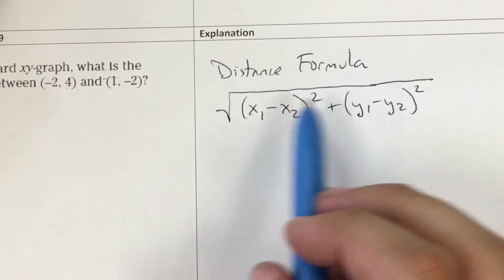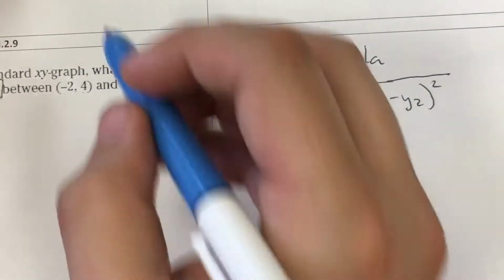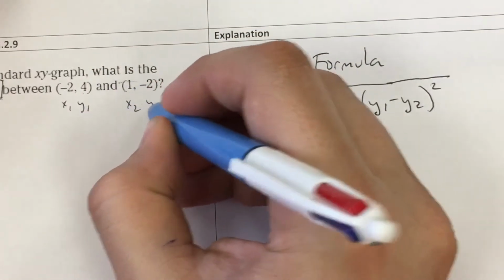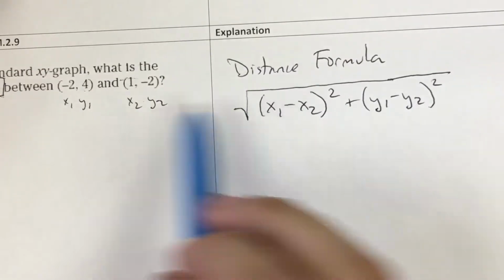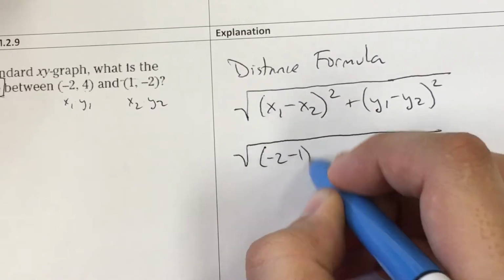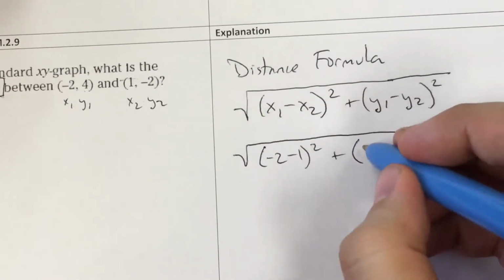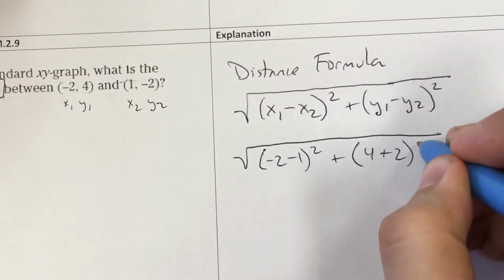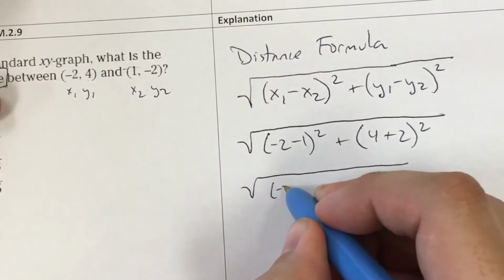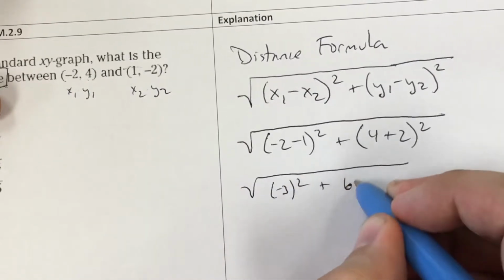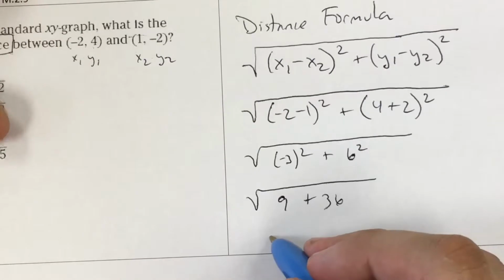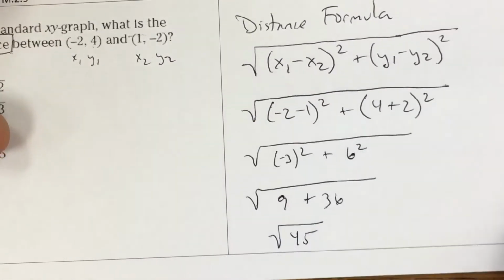And to figure out what these x's and y's are talking about, we just label them right here in the problem. This is our first point, so this is x1, y1, and this is our second point, so this is x2, y2. When I plug this information into the formula, you get the square root of negative 2 minus 1 squared plus 4 minus negative 2, which is plus 2, squared. When I simplify that, we're going to get negative 3 squared plus 6 squared, which is equal to 9 plus 36, which is equal to the square root of 45.